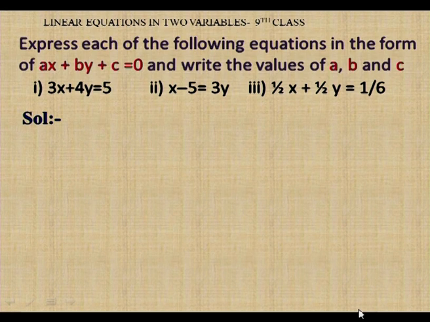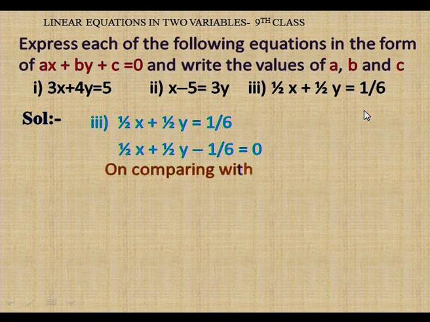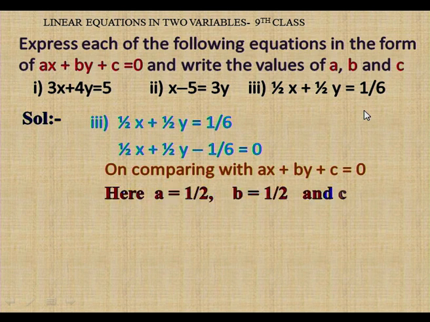The third one we have is half x plus half y is equal to 1 by 6. I have brought the 1 by 6 from the right side to the left side, and it became minus 1 by 6. Half x plus half y minus 1 by 6 is equal to 0. If I compare the same equation with the standard equation ax plus by plus c is equal to 0, I will be getting the a value as half, the b value is also half, and the c value is equal to minus 1 by 6.